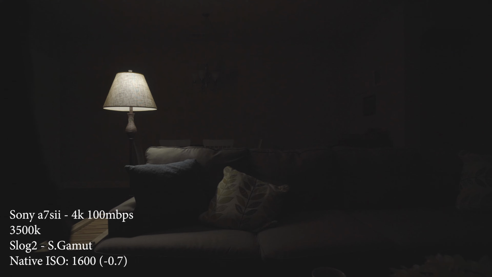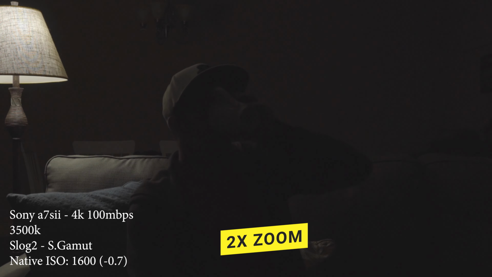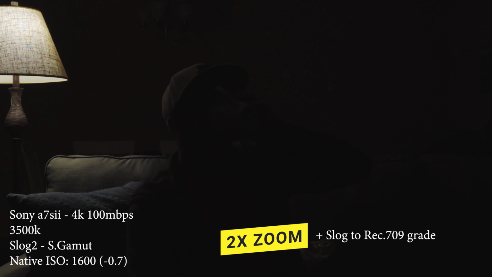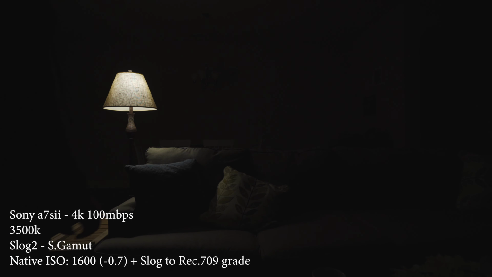All right, now I move to S-Log2. This is a separate test I did to try out the native ISO for S-Log2 on the A7S II. Because that's a big difference between the A7S II and the A7 III. Native ISO for S-Log is 800 on the A7 III, and it's 1600 for the A7S II. So it should perform a little bit better in low light.